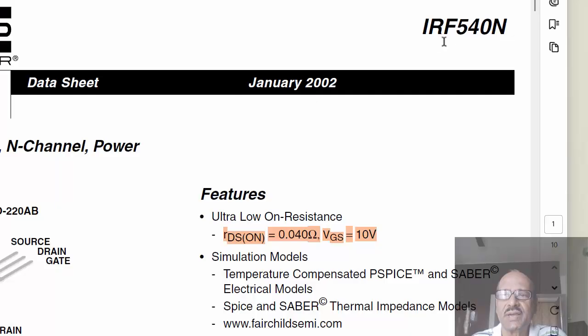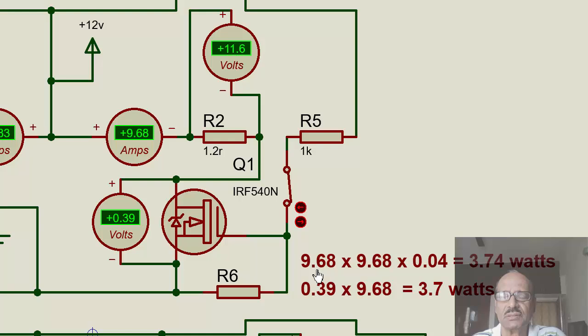Let's check that. This is the IRF540N. RDS here is 0.040 ohms at a gate voltage of 10 volts. So I squared R, with R as 0.04, is equal to 3.74 watts. Or with the voltage drop that we find here, 0.39 volts, into the same current, 9.68, we get 3.7 watts. Both are almost the same. There will be a very marginal difference, but in both cases they are the same.